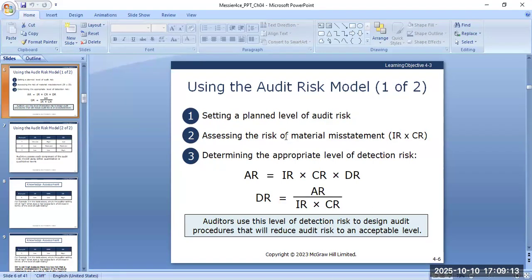Again, if the risk of material misstatement is high, the only way we have is to keep the detection risk low. How can we keep it low? By adjusting the audit procedures during the audit. Add more procedures. Add more testing. Add more people into the audit. Increasing the time of the audit. Well, that will be more expensive to the client, but that's how we keep the audit risk low.